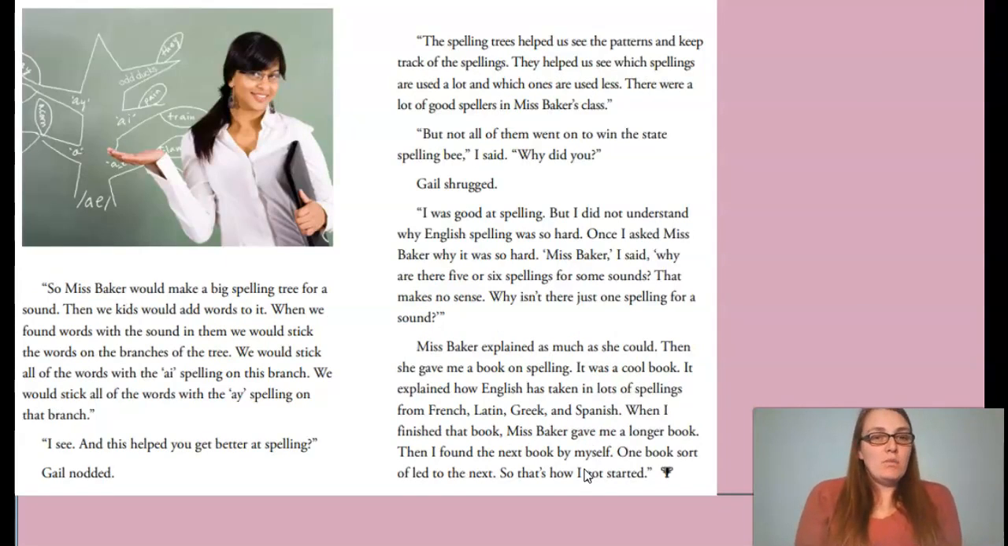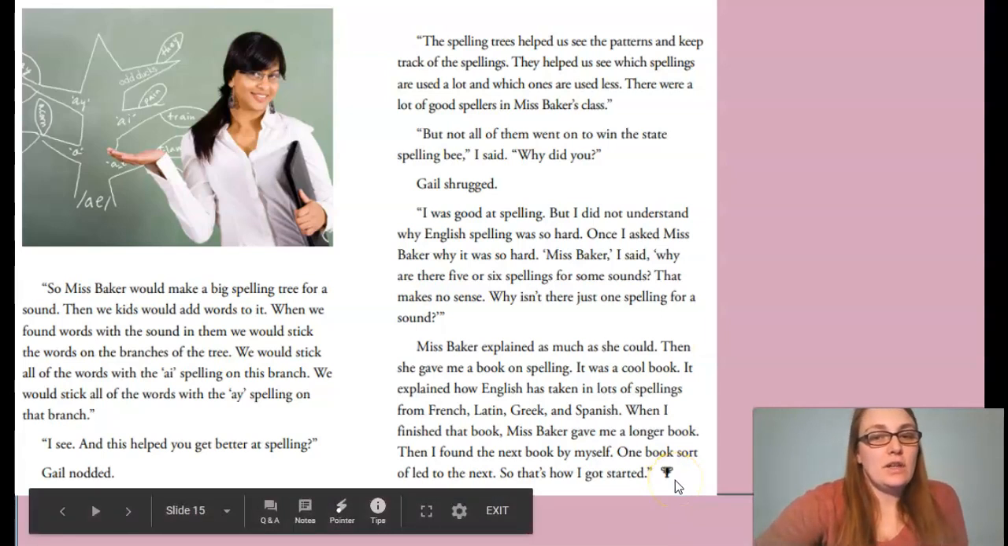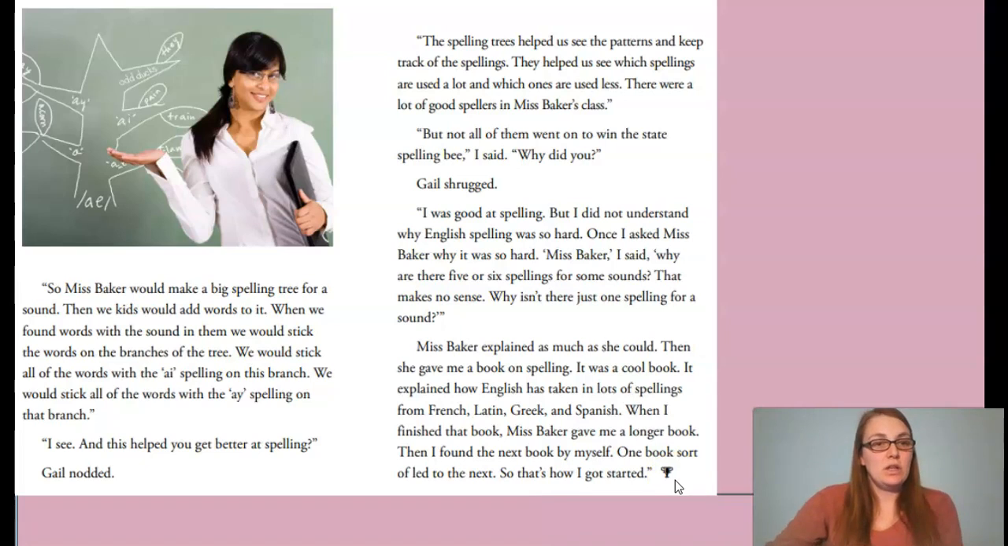So Miss Baker would make a big spelling tree for a sound. Then we kids would add words to it. When we found words with a sound in them, we would stick the words on the branches of the tree. We would stick all of the words with the AI spellings on this branch. We would stick all of the words with the AY spellings on this branch. I see. And this helped you get better at spelling? Gail nodded. The spelling trees helped us see the patterns and keep track of the spellings. They helped us see which spellings are used a lot and which ones are used less.